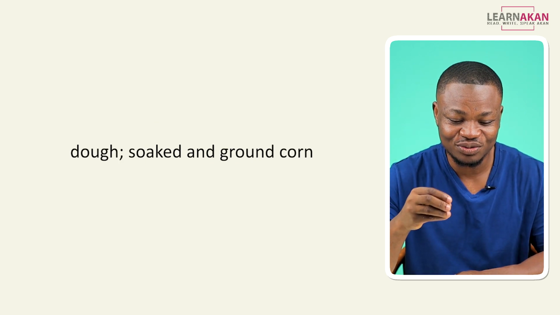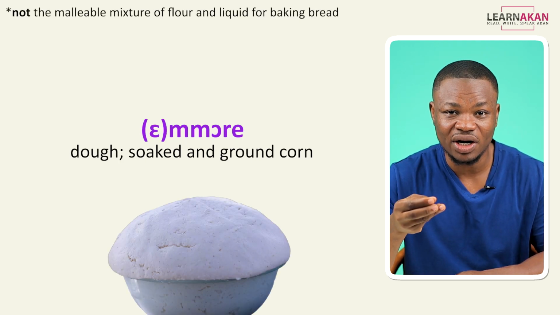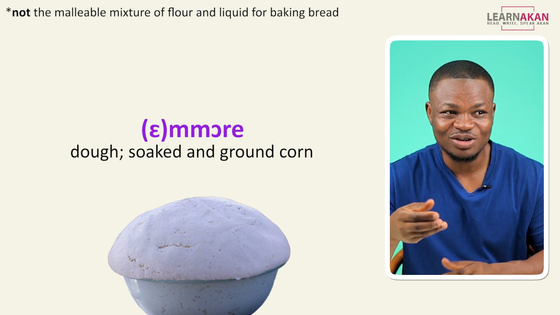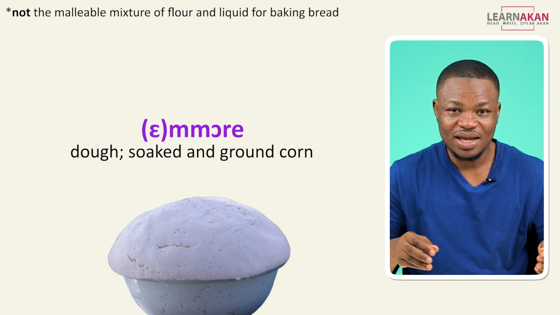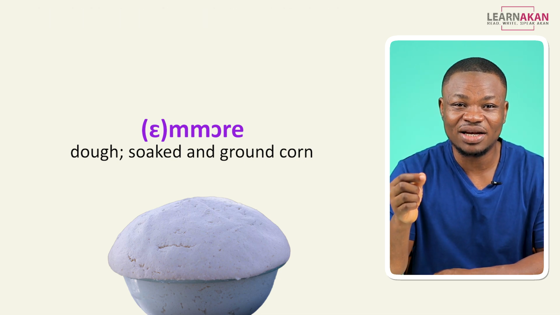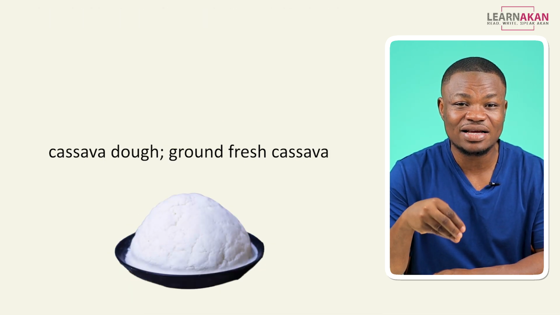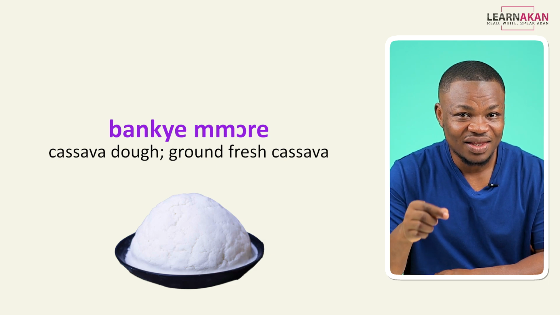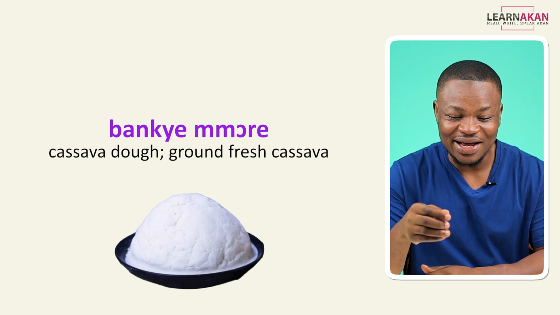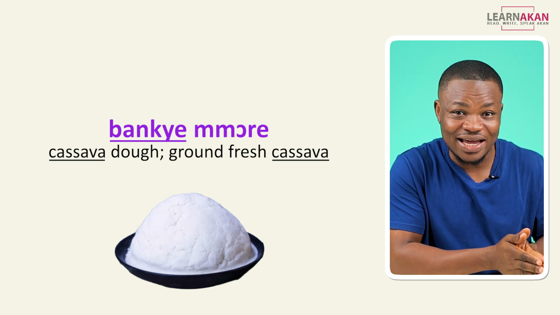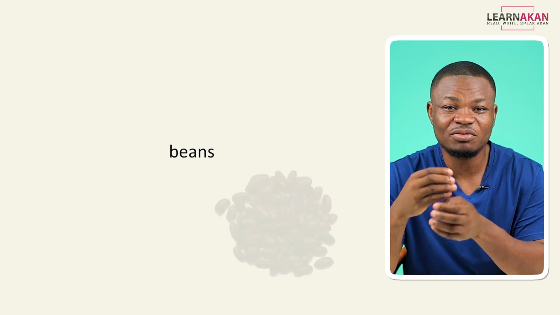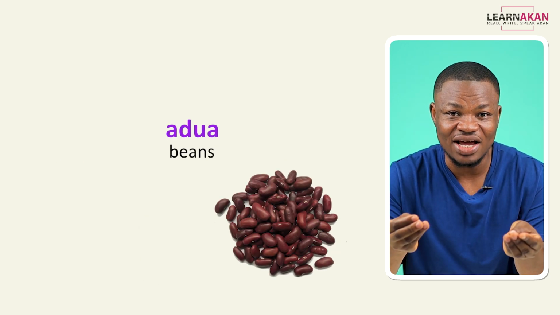Next we have dough, and dough is emori, or just mori. If the dough is made out of cassava, we call that banchimori. So you remember banchi is cassava, right? So we have banchimori as cassava dough. Next we have beans, and that is edia.